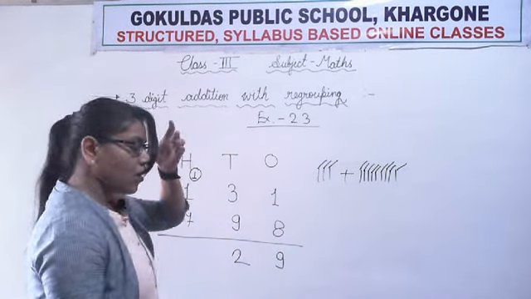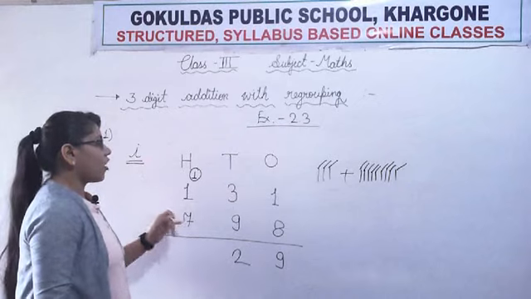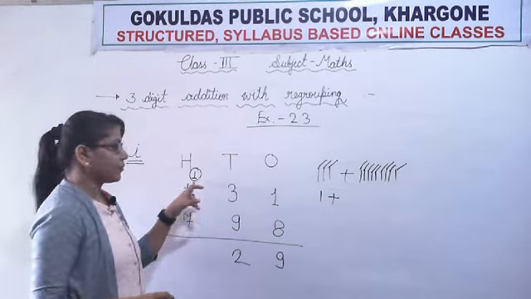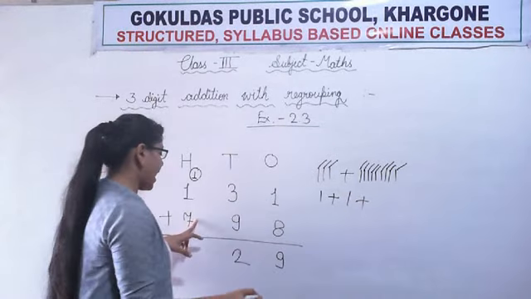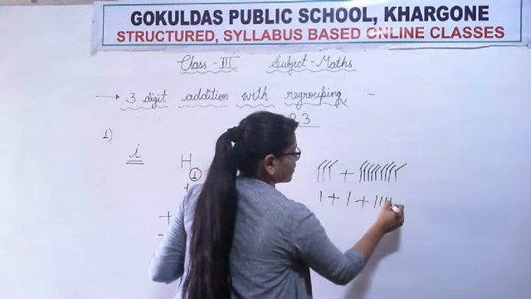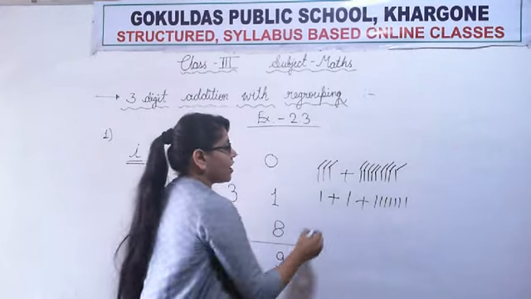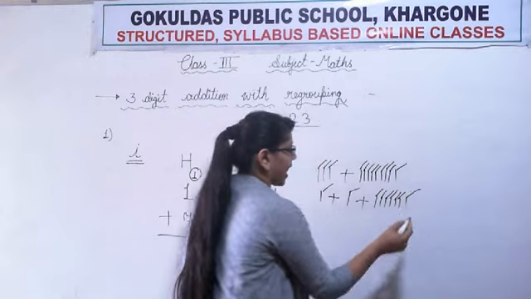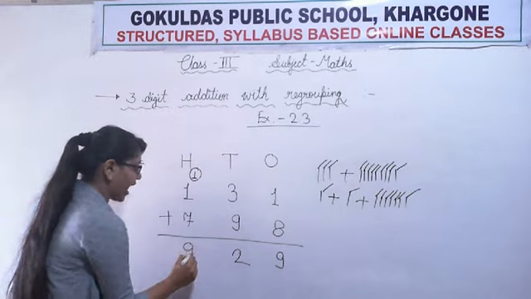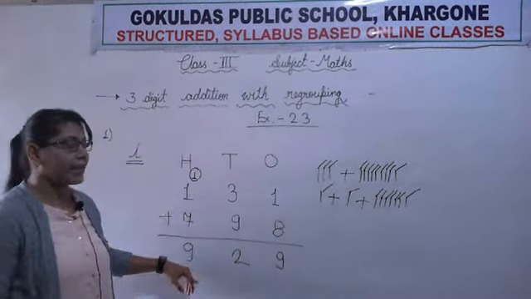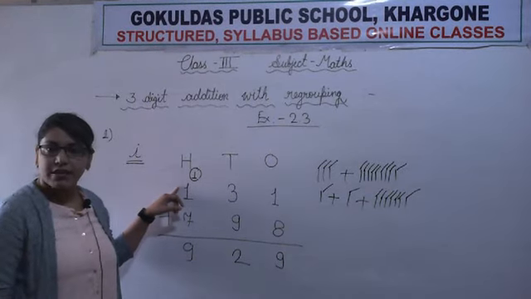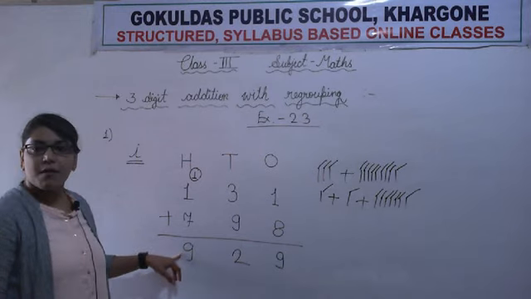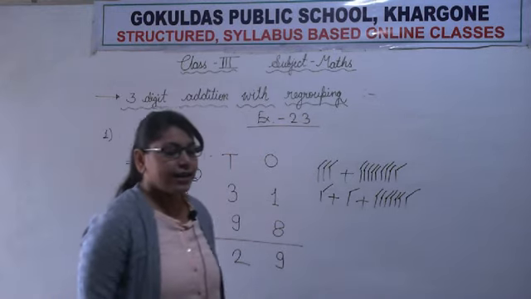Now, the hundreds column. 1 for this carry, 1 for this number, and 7. Let's add them all. 1, 2, 3, 4, 5, 6, 7, 8 and 9. So we added 1, 1, 7 and got 9. So our first addend is 131, second addend is 798 and our sum or total is 929.